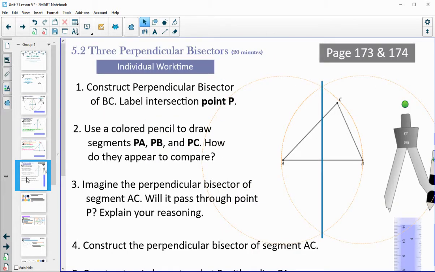For activity 2, we're going to use the same perpendicular bisector that you just used on page 173. Now construct the perpendicular bisector of side BC and label the intersection point P. Then use a colored pencil to connect that point to each of the vertices and think about how they compare. Once you've finished steps 1 and 2, come back to the video.